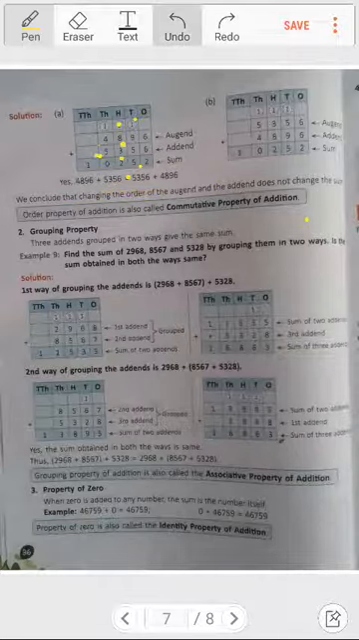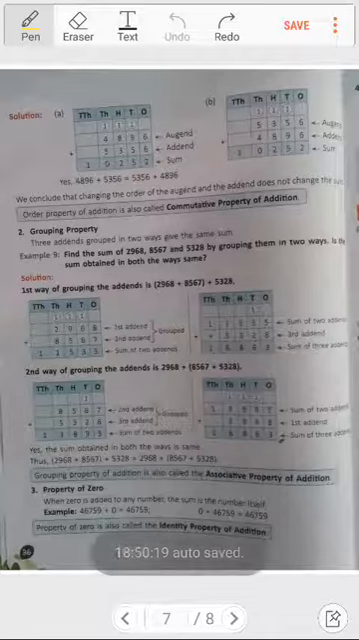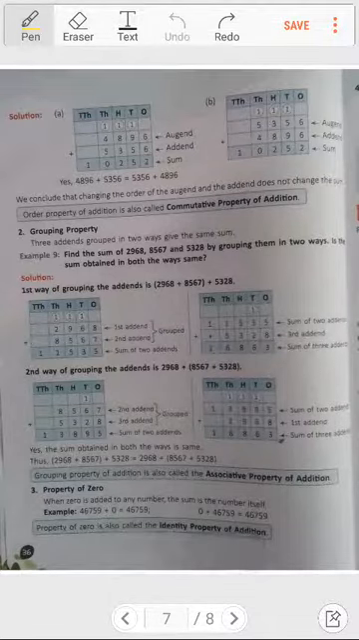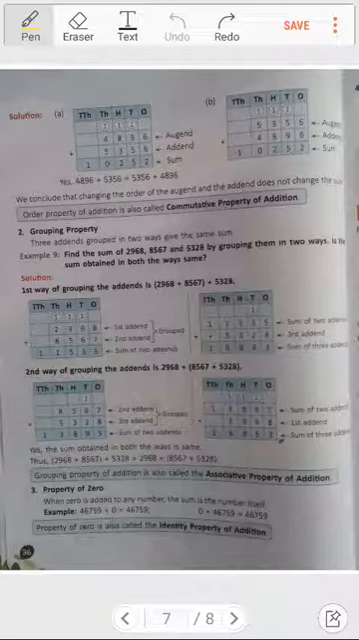So here it has been written yes, these both are equal, that is 4896 plus 5356 is equal to 5356 plus 4896. We conclude that changing the order of the addends does not change the sum. Order property of addition is also called commutative property of addition. These two I had sent you in the note.